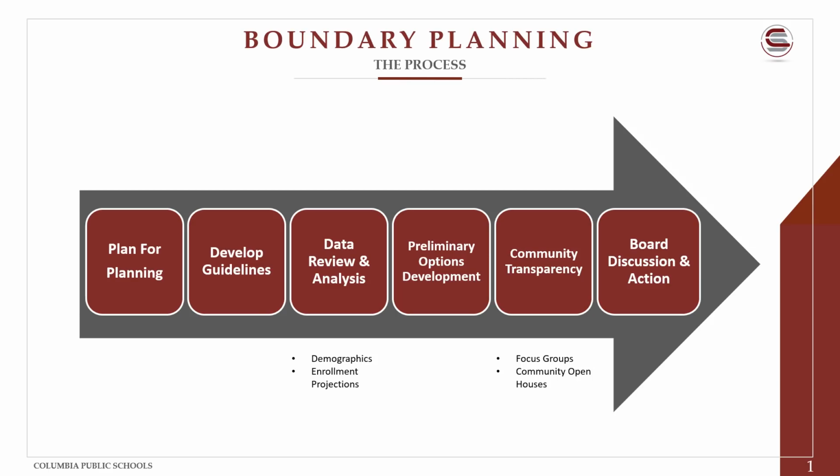We then began the community transparency process, which included a series of focus group meetings which involved more than 50 community members, parents, and other individuals. These groups were used to refine the preliminary options, which were developed into the finalized options, which you will see today. The community open houses are an opportunity for all community members to provide feedback on the options. This is a progressive process that picks up feedback as it goes and incorporates the community feedback into what will finally be presented to the board. The board will then have discussion and action on these items.